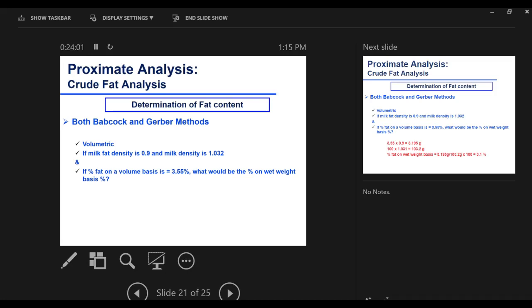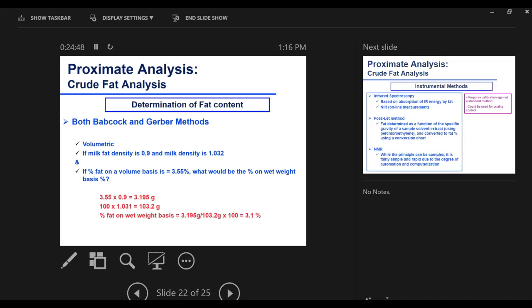Okay, anybody? Rita? I got 3.096. Yeah, 3.1 for simplicity, yes.